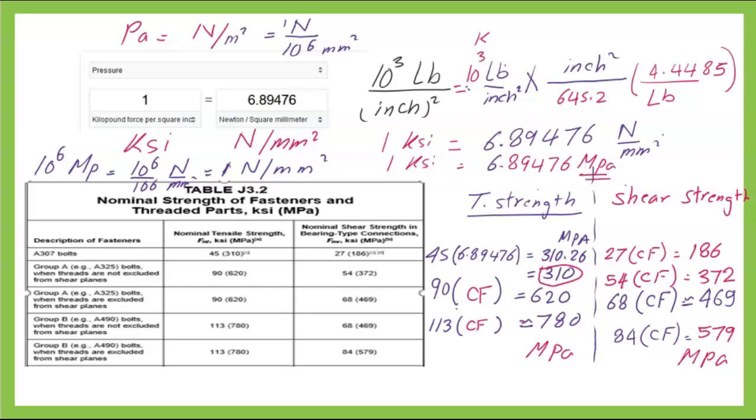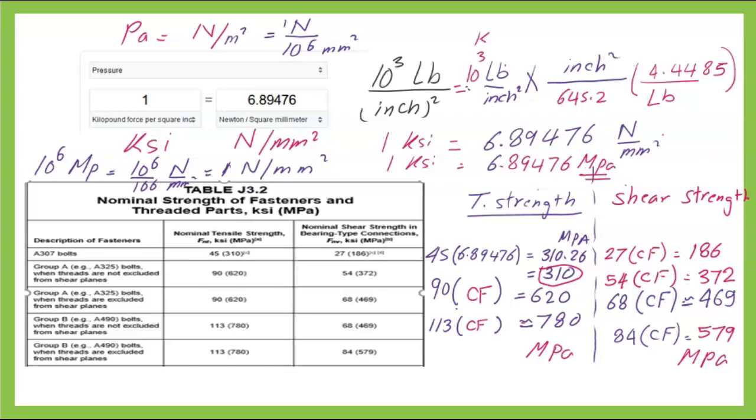For A325X bolts, the nominal shear strength of 68 KSI is multiplied by 6.89476 to get the value in Newton per millimeter square, which will be equal to 469 Newton per millimeter square or 469 megapascal after rounding. For group B, for instance A490N, the nominal shear strength is 68 KSI multiplied by the CF, which stands for the conversion factor. We get the value of 469 Newton per millimeter square after rounding.